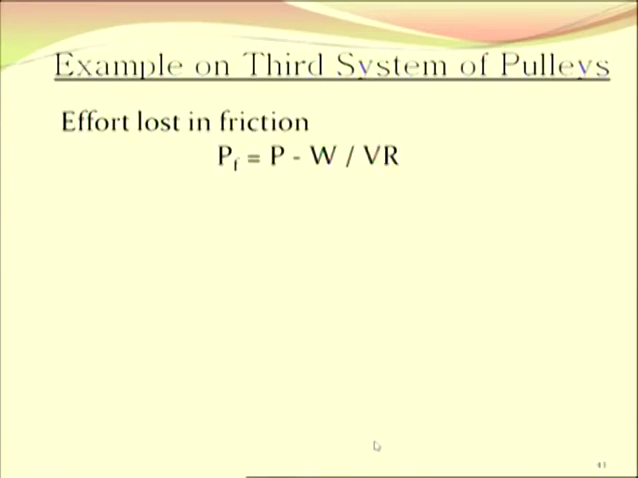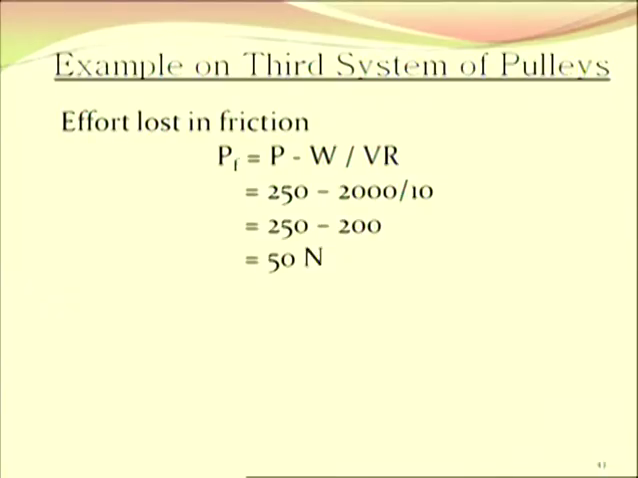Now effort lost in friction, PF. The equation is PF is equal to P minus W upon VR. So P is the effort, W is the load, and VR is the velocity ratio. So putting these values, we can say that 250 minus 200, so it results as 50 Newton.